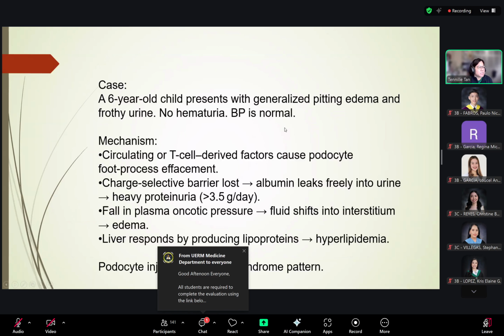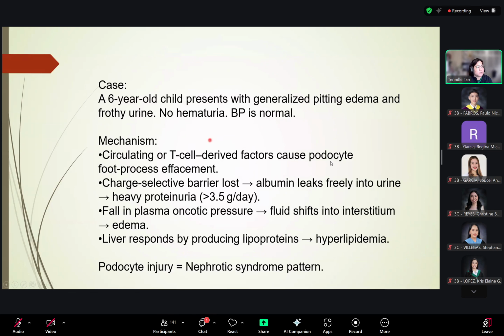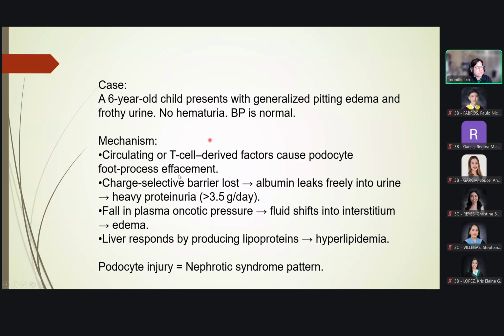Here the mechanism is circulating T-cell-derived factors that cause podocyte foot process effacement. The charge-selective barrier is lost and albumin leaks freely into the urine, causing heavy proteinuria. There is a fall in plasma oncotic pressure, which shifts fluid into the interstitium, leading to edema. The liver responds by producing more lipoproteins, leading to hyperlipidemia.